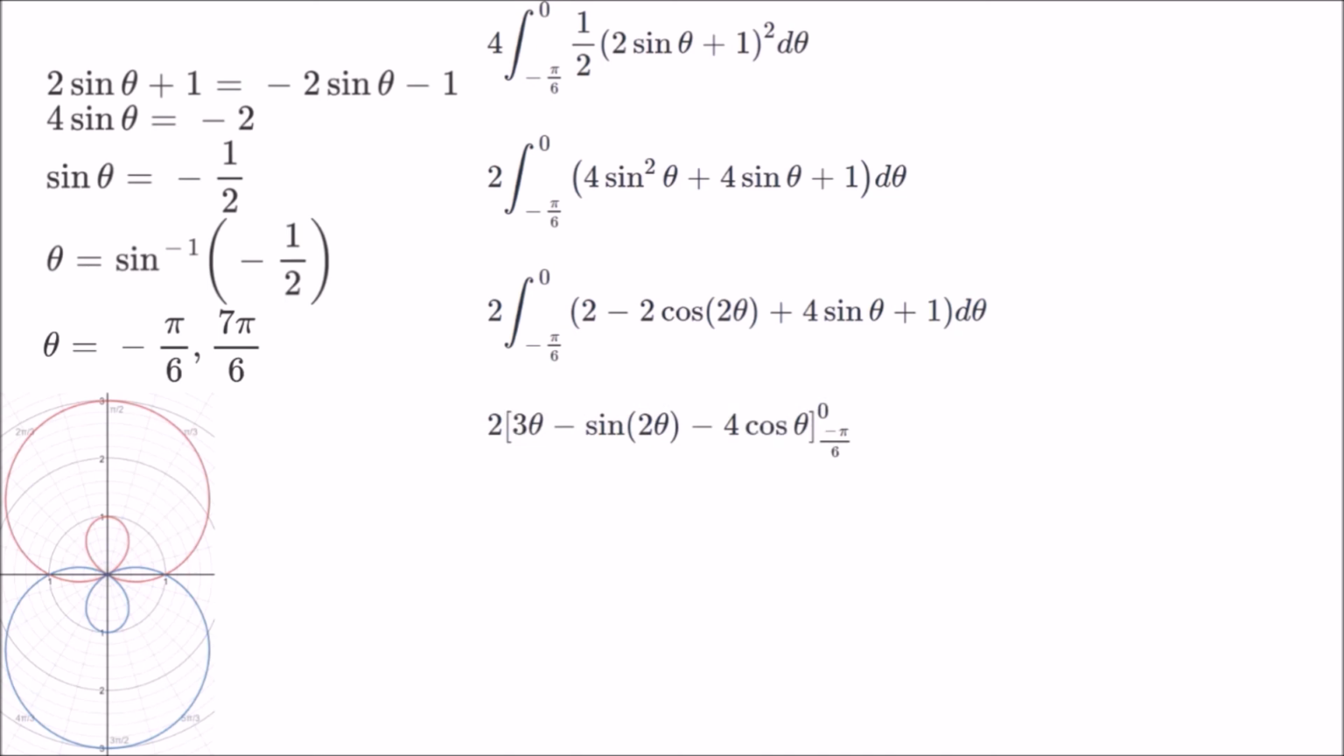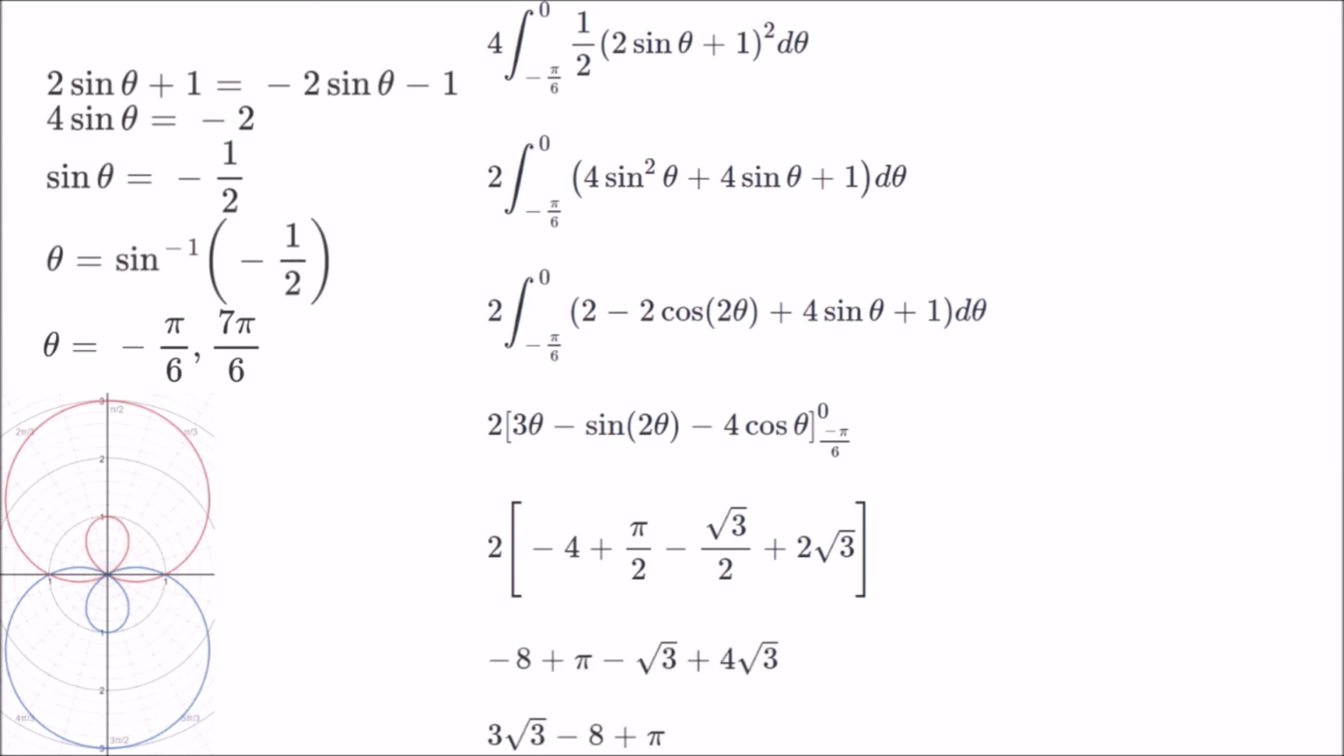After expanding the inside of the integral and using the same cosine identity, the result is 2 times (3 theta minus sine of 2 theta minus 4 cosine of theta), ranging from negative pi over 6 to 0. After integrating, use the fundamental theorem of calculus and subtract the values after plugging in both 0 and negative pi over 6, and simplify to get 3 root 3 minus 8 plus pi. That is the total area that is overlapping between the two curves.